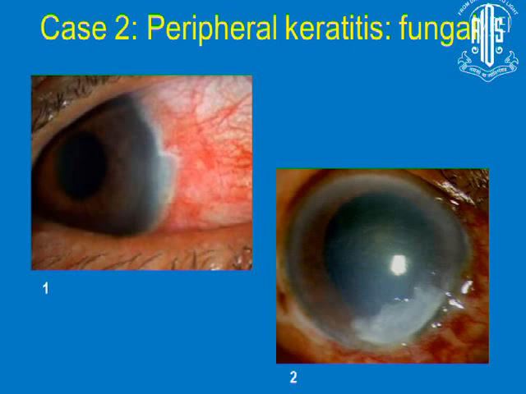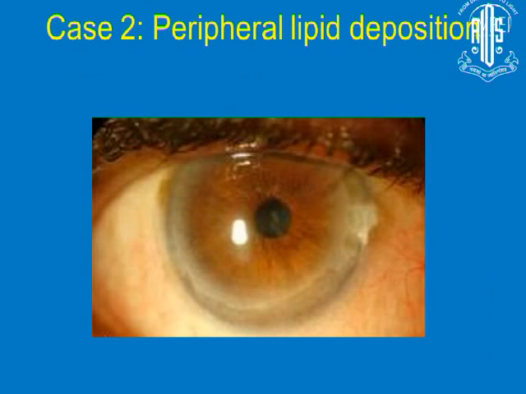The second case actually progressed with topical steroids. We thought it was a peripheral lesion, started steroids, and it turned out to be fungal keratitis, and that was a very bitter lesson to learn. The third case I showed you in the earlier picture looked a little bit like the second case, but this was a very innocuous lesion. This was just peripheral lipid deposition.